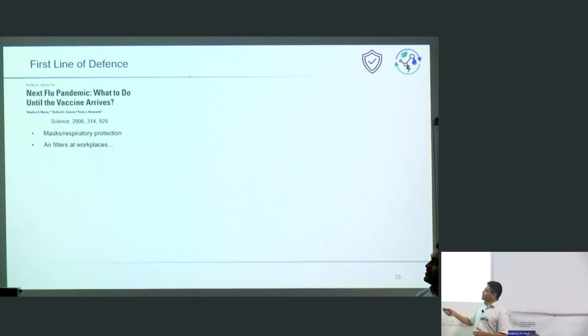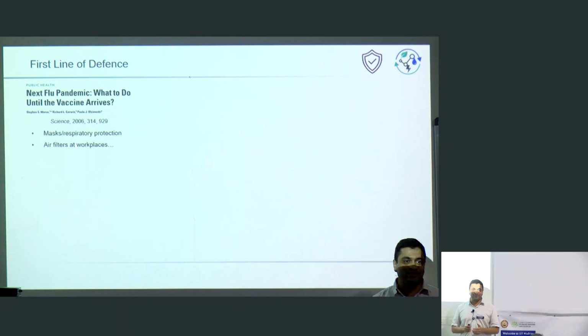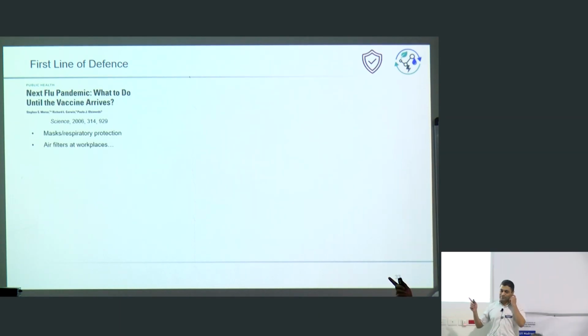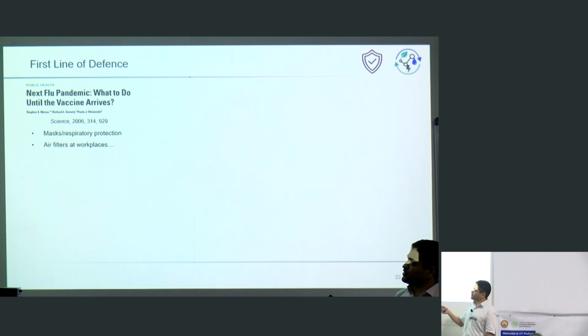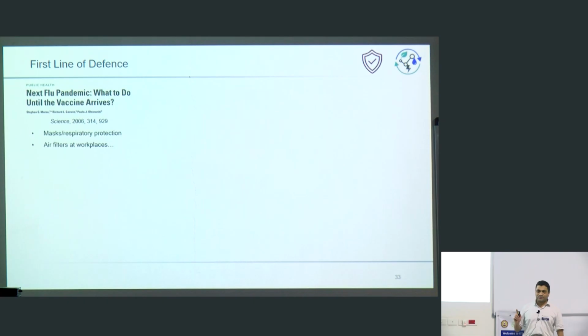But this is an example from 2006, where people wrote this review in Science. At that time, there was MERS, there was SARS-CoV-1 that had happened, and what they said is, if any such kind of pandemic happens in the future, the first thing you should do is everyone should start wearing masks, they should start wearing respiratory protection, and all the workplaces should have air filters. This is the first outcome from 2006. So if you think that everything happened in 2019, no, it's way back in time.